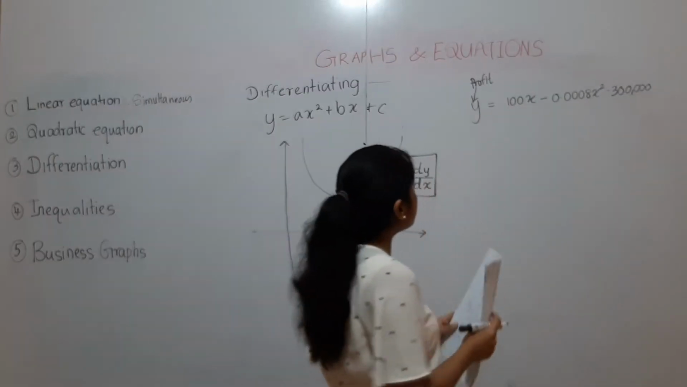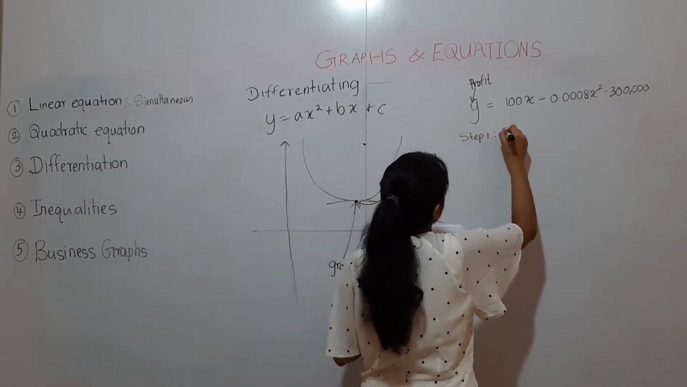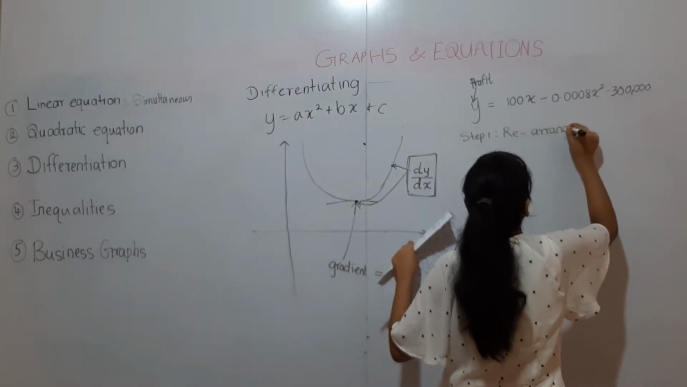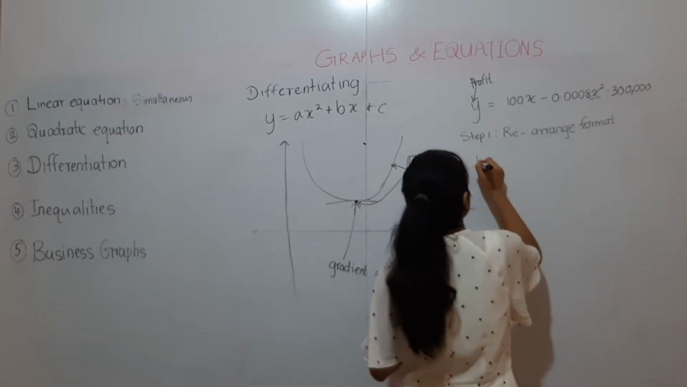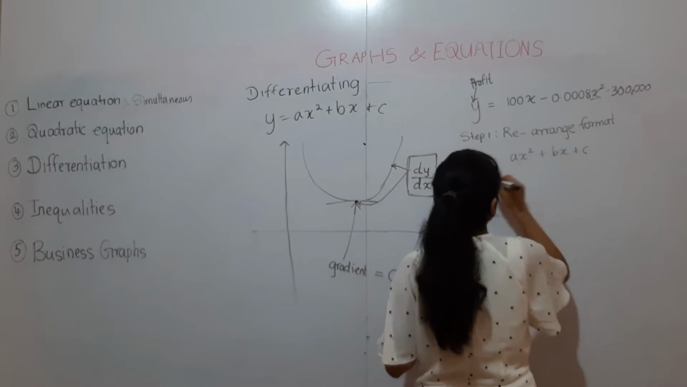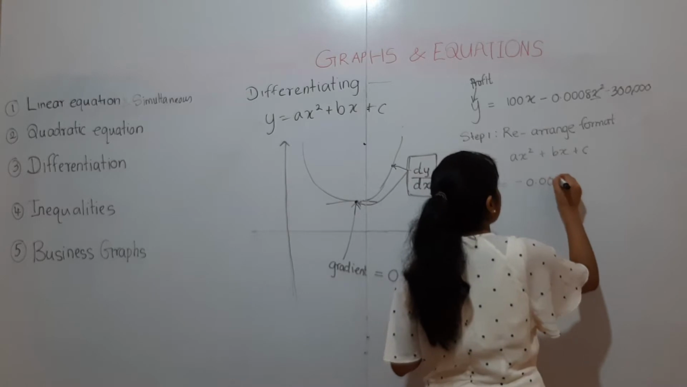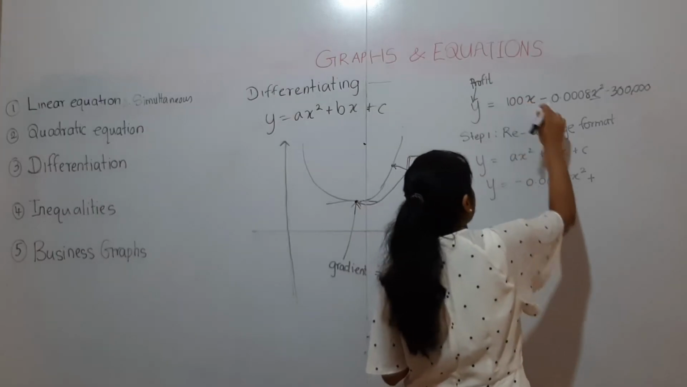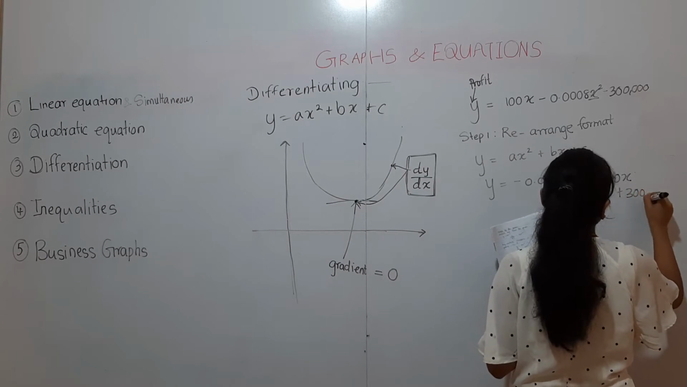Okay, so now the first step is to rearrange in this format. Since it has x squared, we should write it in the ax squared plus bx plus c format. So ax squared is this section, minus 0.0008x squared, plus bx is 100x, b is 100 and c is 300,000.